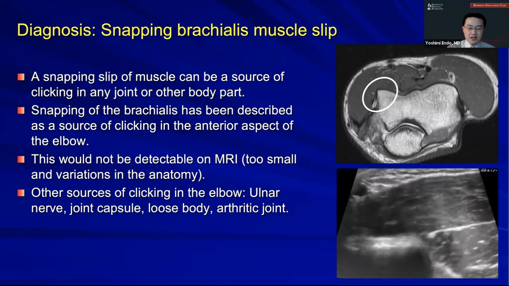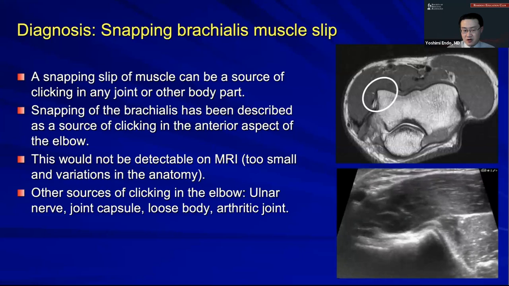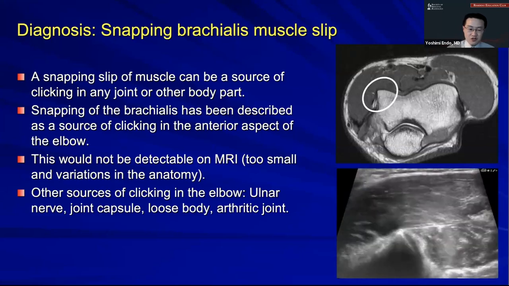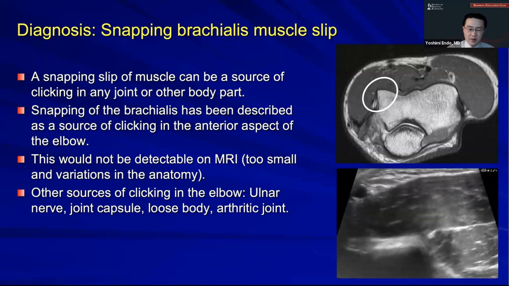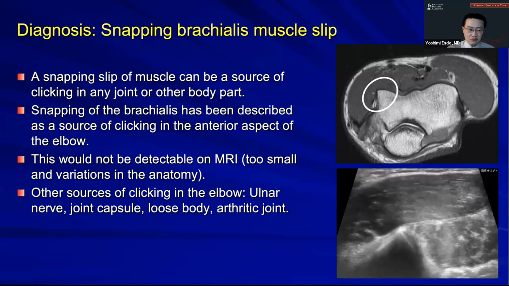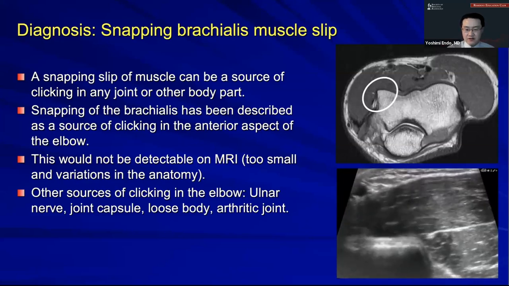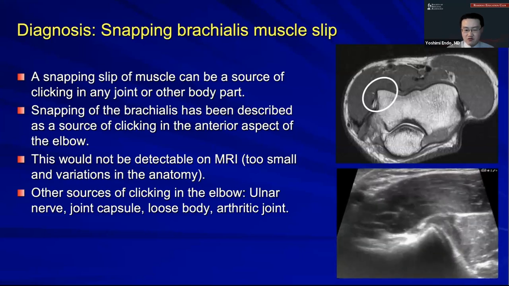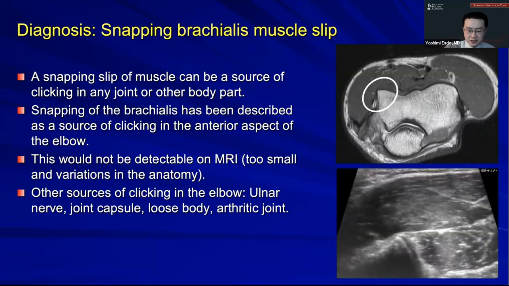So other sources of clicking in the elbow. The ulnar nerve is a very common source of clicking in the elbow, and I'll show you a case of that a little bit later. But other structures like loose bodies can cause clicking. Hypermobile joint capsules can also lead to clicking as well. And just like anywhere else, if the joint is very arthritic, just the bone on bone rubbing of the bones together can cause a clicking or rubbing sensation.